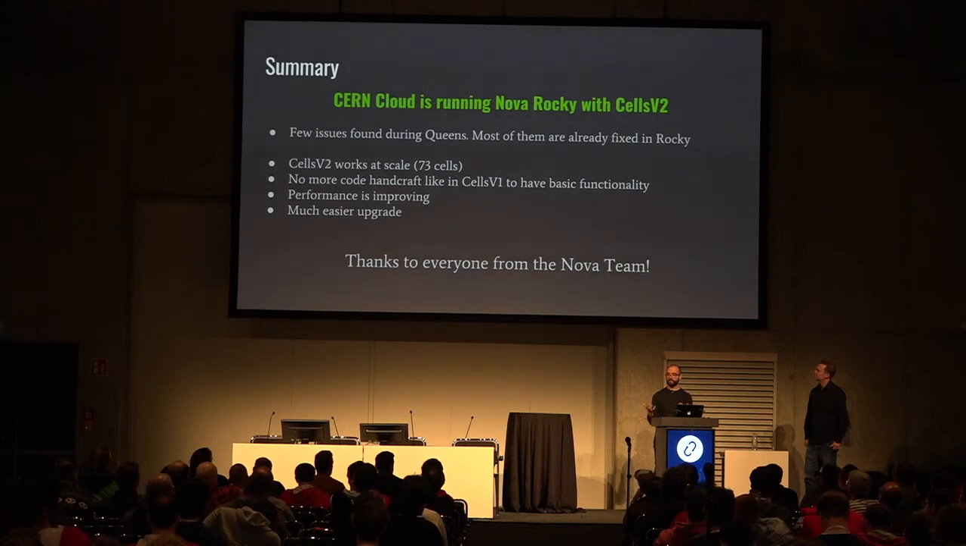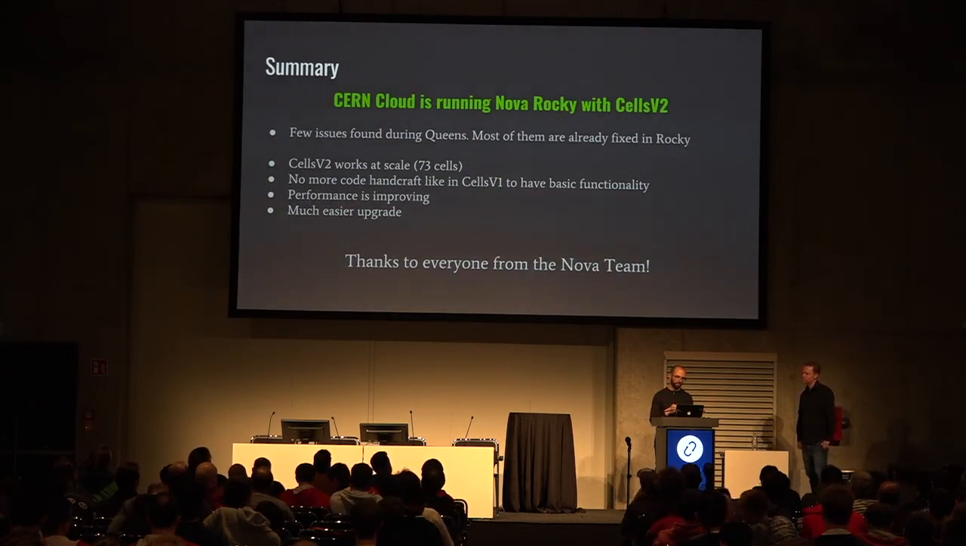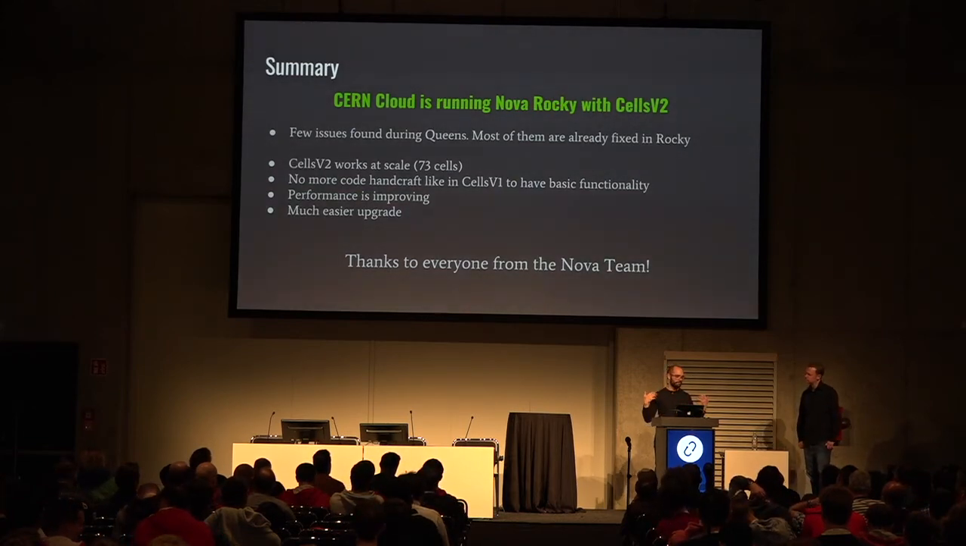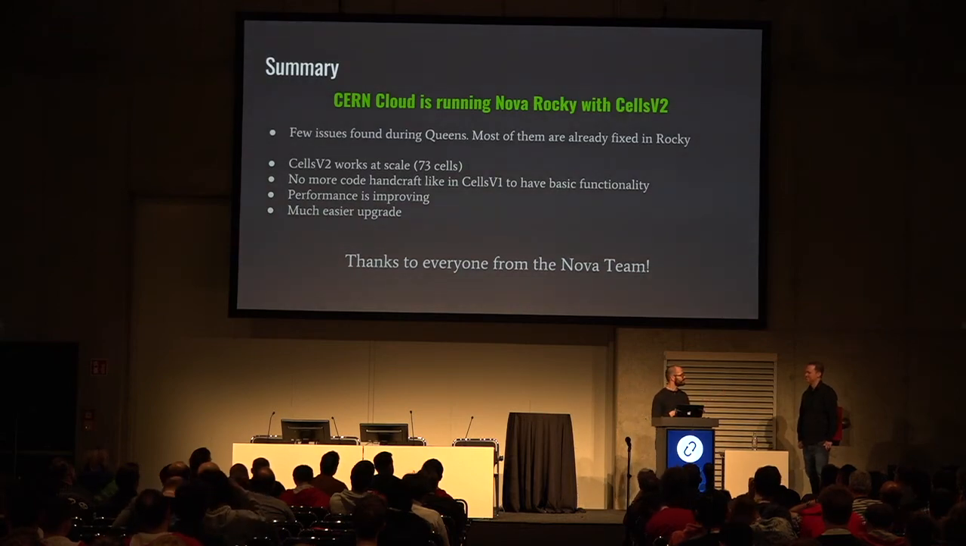CellsV2 works at scale. We have 73 cells, more than 9,000 nodes. It works fine at that scale. Of course, there are improvements in performance, and we have been working on them. No more code and craft for us, like in CellsV1, to have basic functionality. Everything is there. And a much easier upgrade. So thanks all, Nova team, for this. Thank you.